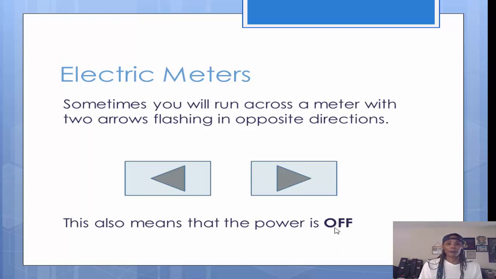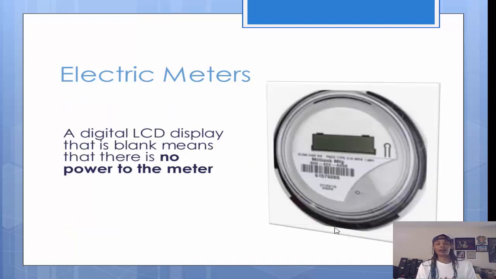Another kind of meter that you might run across has 2 flashing arrows in opposite directions, just as you see below. This also means that the power is off. It's kind of difficult to go through every meter, but this will give you a general overview of the different meters you'll run across and how to tell if they are on or off.